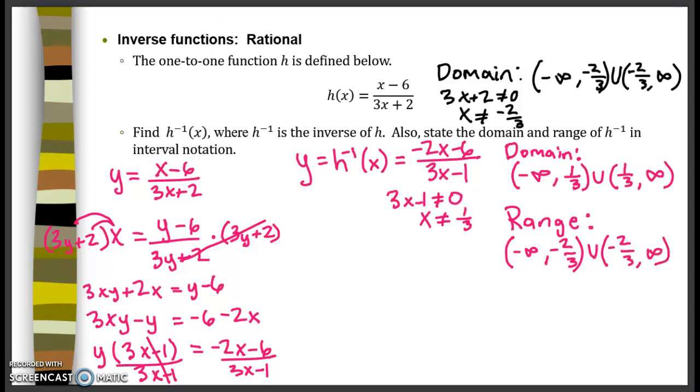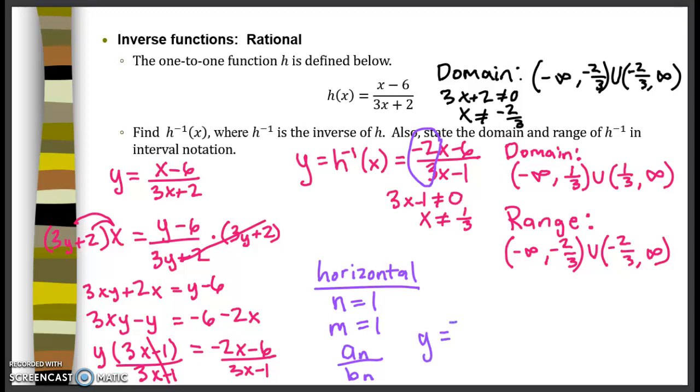So on this rational function, I would expect there to be a horizontal asymptote at negative 2/3. Is there? Well, if we go back to chapter 3, where's our horizontal asymptote? That's when we take a look at n, which is the degree of the top, which is 1, and m, which is the degree of the bottom, which is 1. And then we take the leading coefficients, a sub n and b sub n, which is negative 2/3, and that's the equation of my horizontal asymptote.